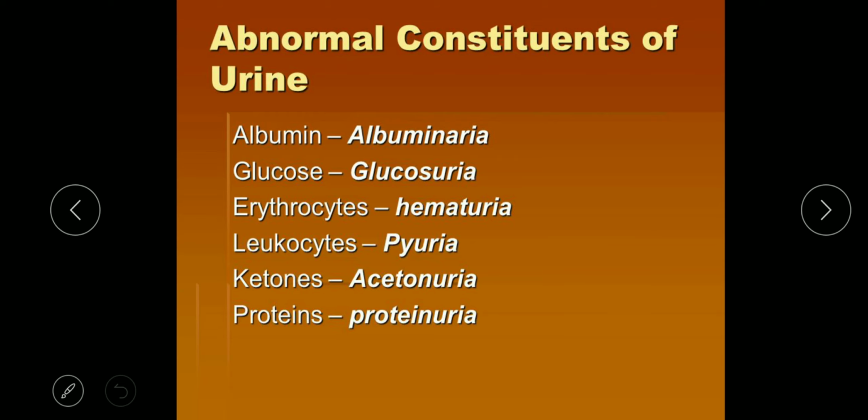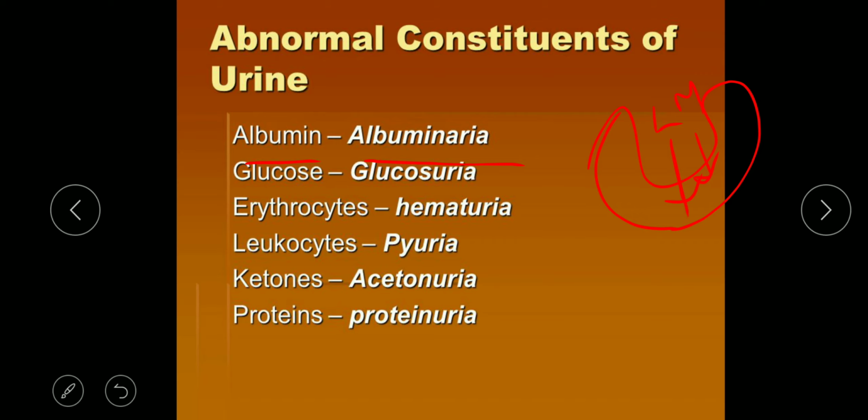Now what are the abnormal constituents of urine? If there is excess presence of albumin in the urine, the condition is known as albuminuria. Albuminuria means when the blood pressure becomes very high. Then when the blood pressure is very high, the rate of ultrafiltration will also increase, and the larger molecules will be able to cross the glomerulus and enter into the Bowman's capsule. So albuminuria occurs due to high blood pressure.